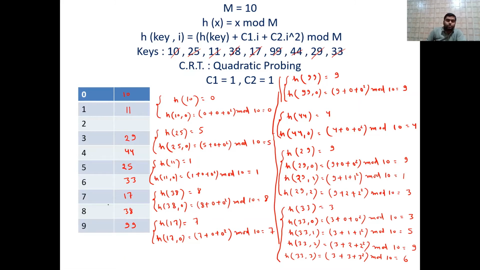We will see one more question. In this case we calculate the number of collisions. So here keys and here I am writing collisions. Simply just write number of collisions because space is not available. तो number of collisions कितने होंगे, 10 के केस में नहीं हुआ, 25 के केस में नहीं, 11 के केस में no collision, 38 is no collision, 17 is no collision, 99 is no collision, 44 is also no collision, but 29 के केस में 0, 1, तो 2 collisions हुए थे, सेकंड में इसको स्पेस मिला था.